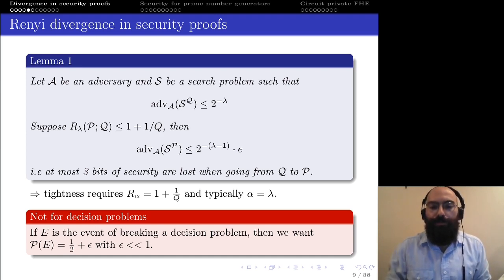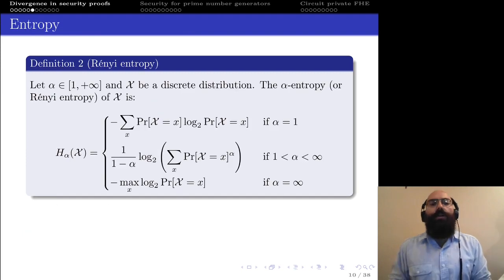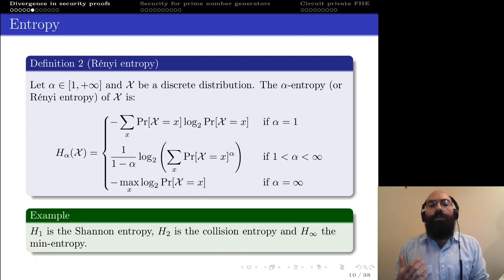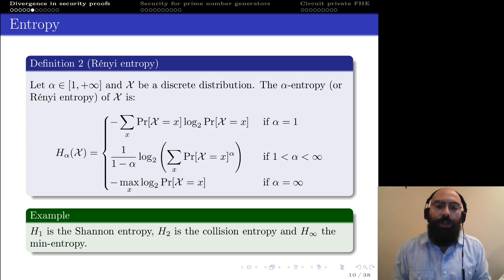All right, it is also worth mentioning that when you talk about Renyi divergence, there are also entropy counterparts. For a discrete distribution, you can define the alpha entropy, or the Renyi entropy, which is defined like this. Common examples are: when alpha is equal to 1, you get the Shannon entropy, H2 is the collision entropy, and H infinity is the min entropy.